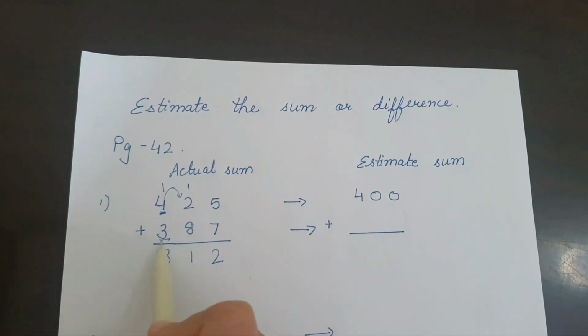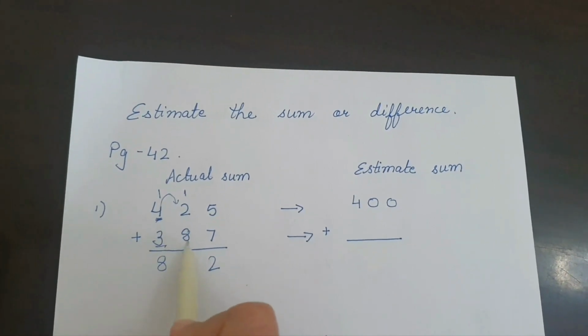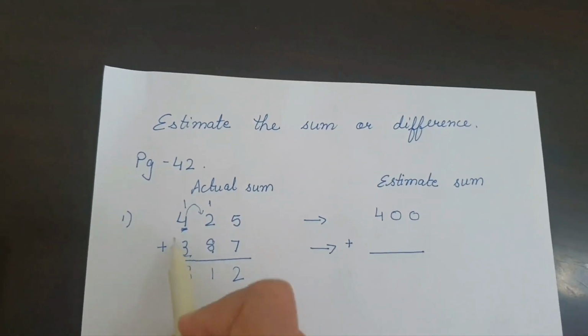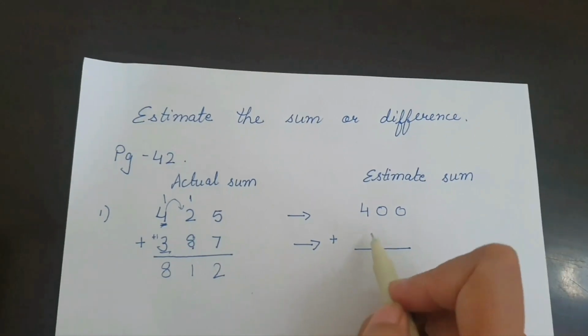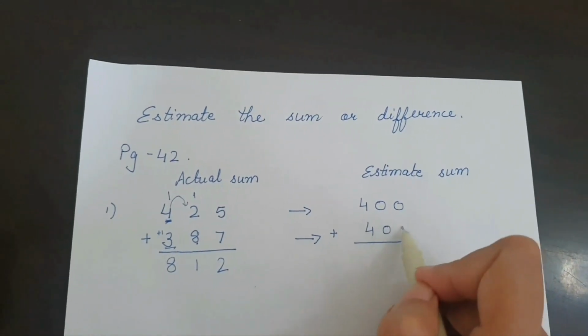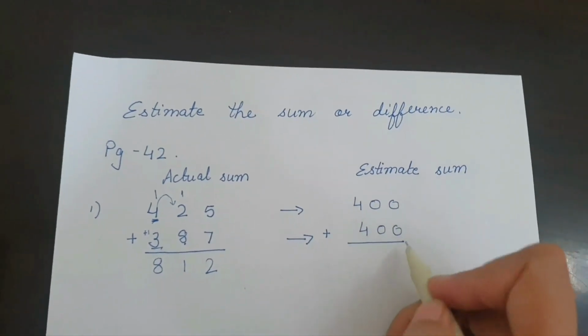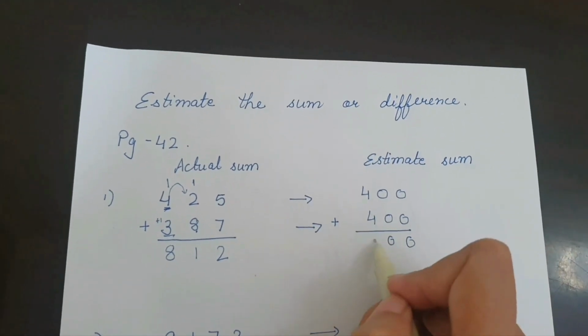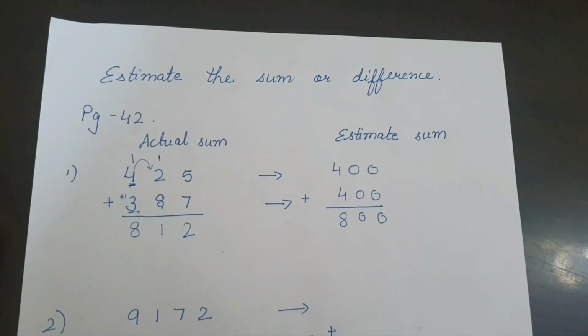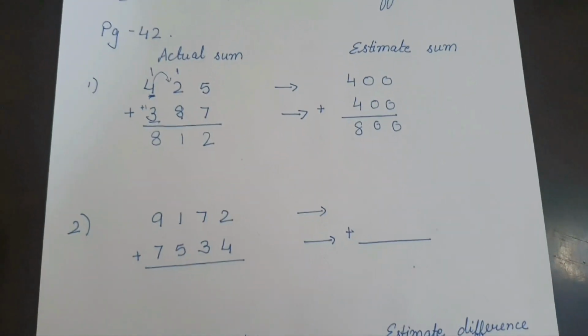Similarly here, see the next one. This is the underline. The next digit is 8, which is more than 5. So here it will become 3 plus 1, 4, and rest will become 0. So the estimate sum is 400 plus 400, 800. 800 is your estimate sum. Now let us do the next one.